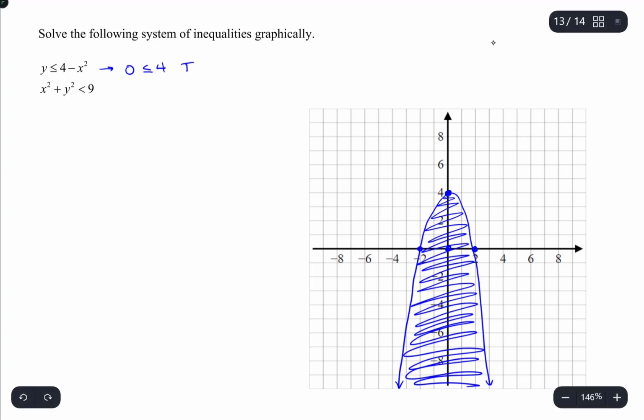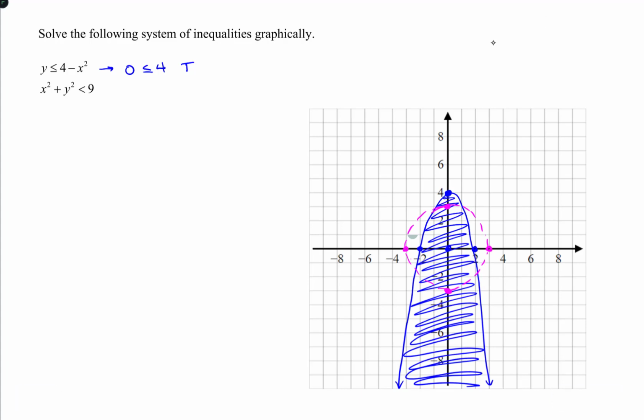Okay, moving on to the next curve. This looks like a circle, and the circle is radius 3, centered at the origin. So what I will do is draw some points 3 units away from the origin and put a circle through them, but this circle needs to be a dashed line because it's just less than 9 and not less than or equal to. So I will draw a circle with a dashed line as best I can here. Let me try that a little bit better.